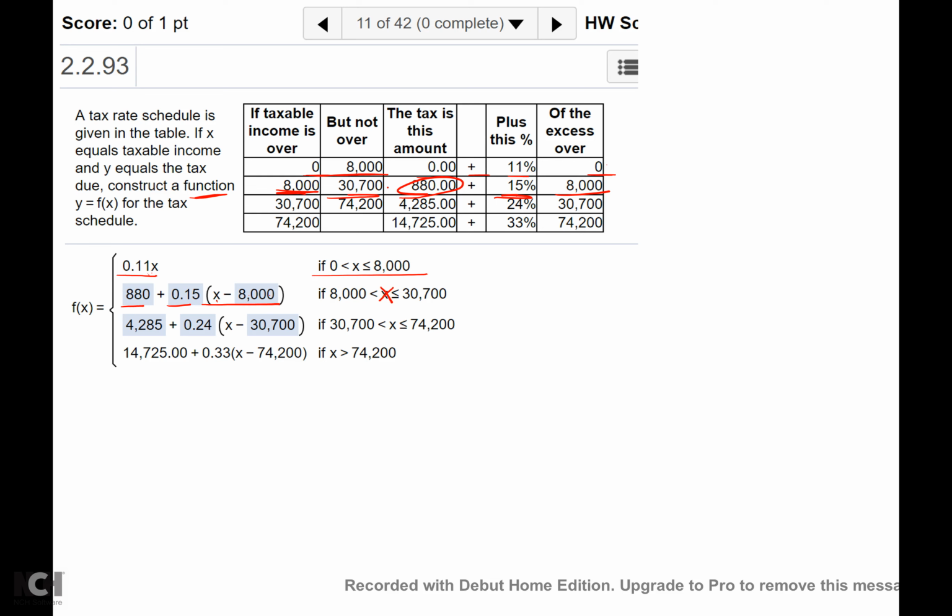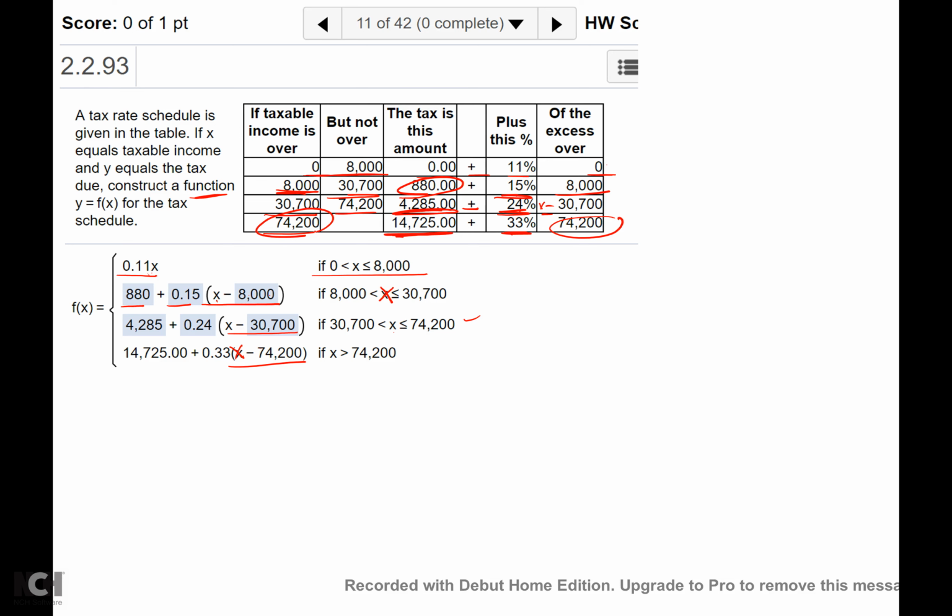Then the next tax rate is you're going to pay 4,285 plus 0.24 of anything over 30,700. So to figure out what you have over 30,700, you have to subtract it from your money, which would be the x. And that is when your money is between $30,700 and $74,200. And then the last one, you would pay $14,000 plus 33% of anything over $74,200. So the x minus 74,200 would give you everything over that amount of money. And that's if you make over $74,200.